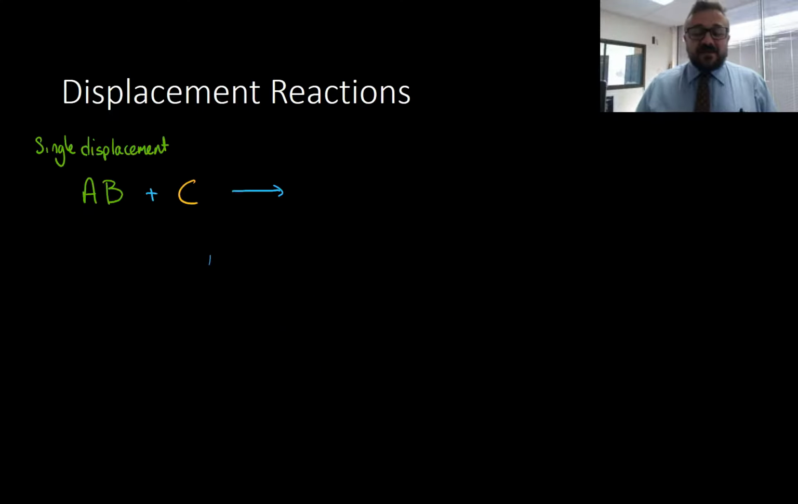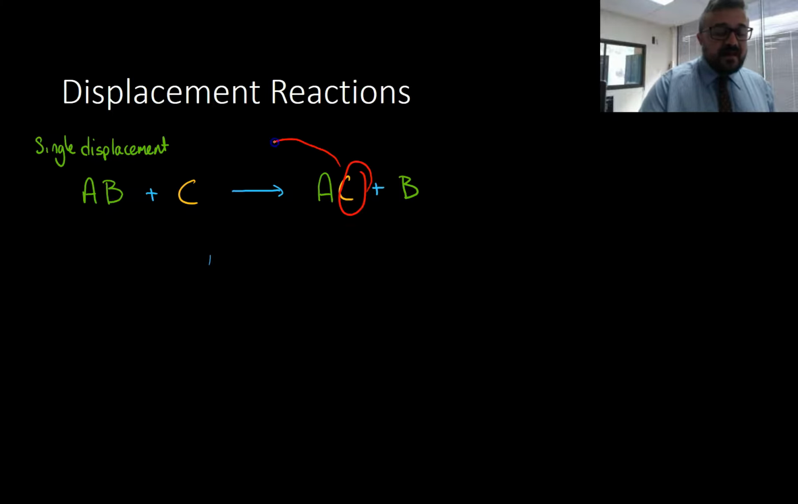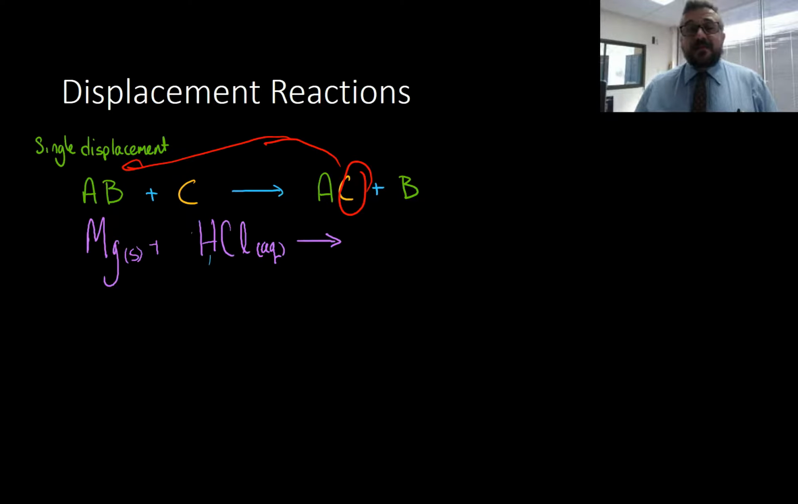Displacement reactions. So there's two types. There's the single, there's more than that, but we'll stick to two. There's the single displacement. This is where we have AB plus C. And see that AB is a compound or a molecule together, and C is separate on its own. And it goes to AC plus B. And what's actually happened is that the element C has displaced this B. So that's why it's called displacement. This is a single displacement. An example of this is when we add magnesium to hydrochloric acid, right? So if we add magnesium to hydrochloric acid, what we end up with is magnesium chloride plus hydrogen gas. And of course we need to balance it.